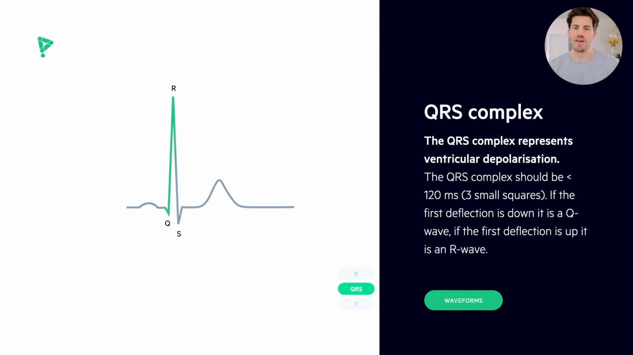We then have the QRS complex. The QRS complex represents ventricular depolarization. And the reason it's much bigger than the P wave is because the deflection also depends on the mass undergoing electrical activity. The ventricles are much bigger, heavily muscular structures. Therefore their magnitude of electrical activity is much greater than the atria, which is why the QRS complex appears much bigger. The QRS complex should be less than 120 milliseconds, so less than 3 small squares.